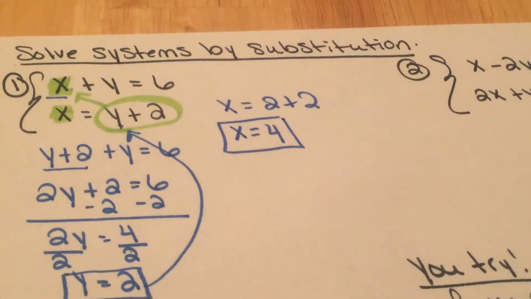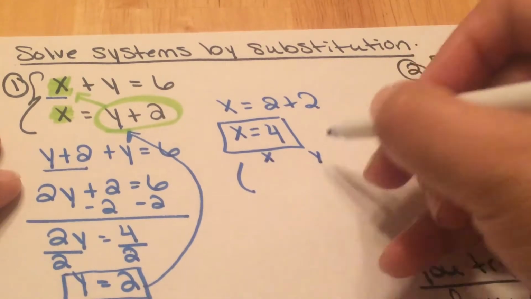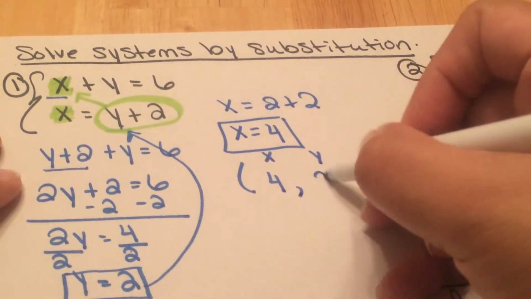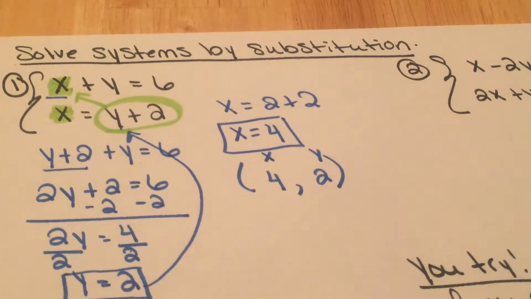But again, since we said that we had to have an ordered pair, we have to write this as an ordered pair. Ordered pairs, remember, are always x, y. So we're going to have (4, 2) as our ordered pair. And this is going to be our solution. Kind of confusing, I know. We're going to try a couple more examples.